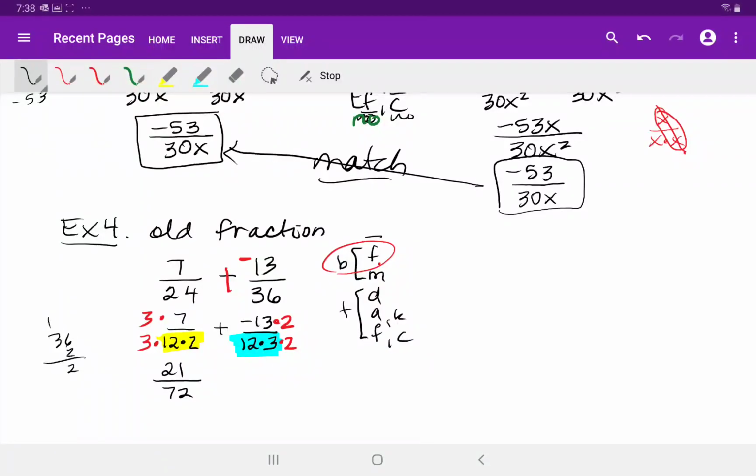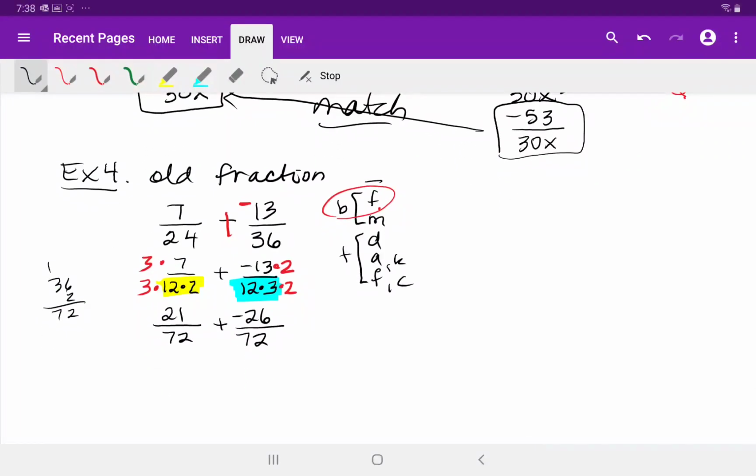2 carry the 1, 6, 7, 72. Plus negative 26 divided by 72. So 72 was the common denominator. This method makes it so you don't have to find the common denominator at the beginning, because that's the hardest thing to do, I think, personally.